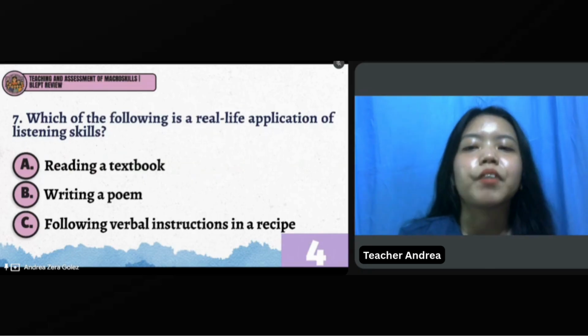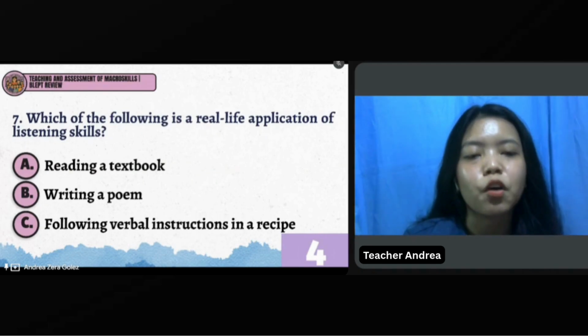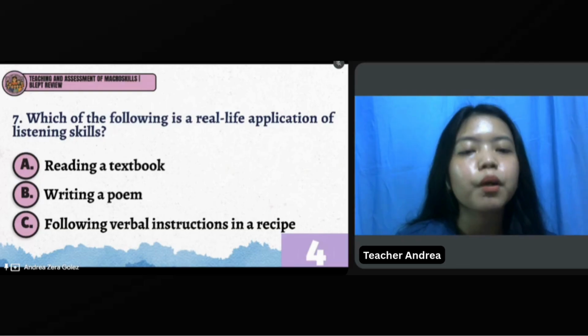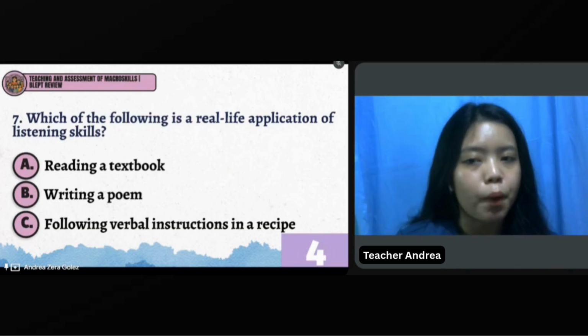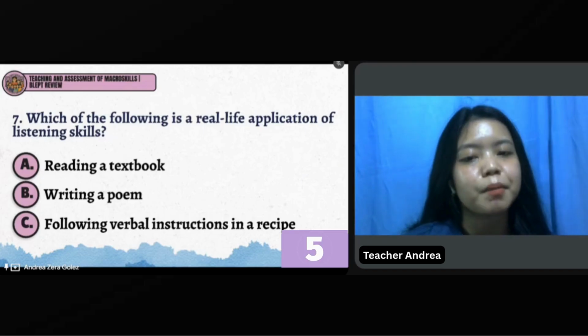Number 7. Which of the following is a real-life application of listening skills? A. Reading a textbook. B. Writing a poem. Or C. Following verbal instructions in a recipe.